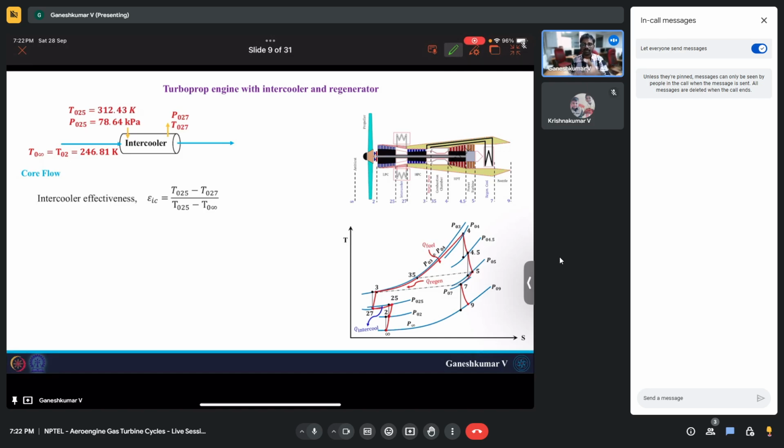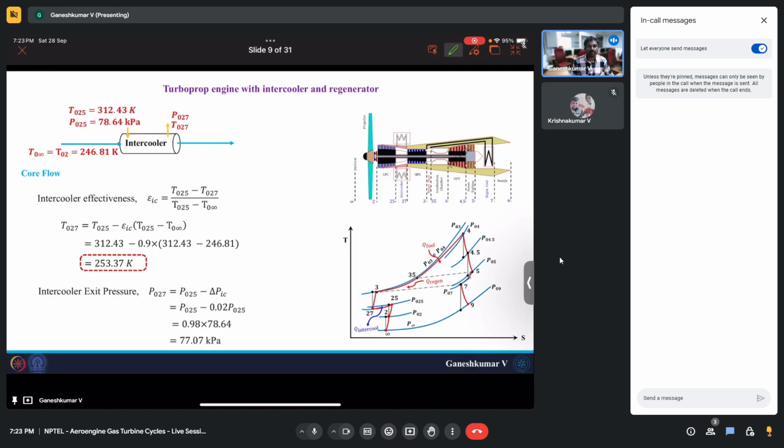And if you work out the formula, you will end up having the intercooler effectiveness formula to be T025 minus T027 divided by T025 minus T0 infinity, which is the cold air which is going to enter. Now, if you substitute these numbers, you will have the temperature lowered to around 253.37 Kelvin. So the temperature with which the gas entered the intercooler was 312 Kelvin. From there, it has reduced to 253.37 Kelvin. Now, in the intercooler, you also have pressure loss. That pressure loss was 2% of the inlet pressure. So if you do that calculation, you will end up having exit pressure to be 77.07 kilopascal.